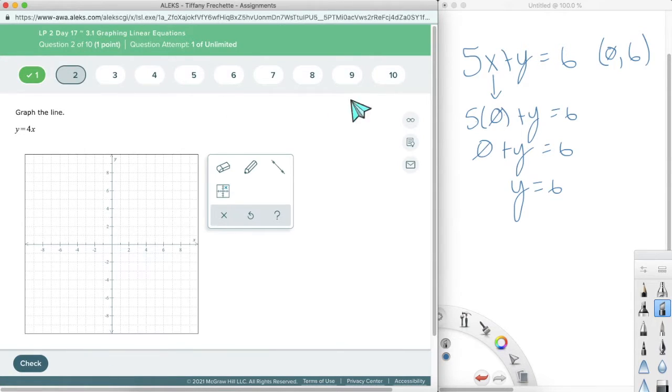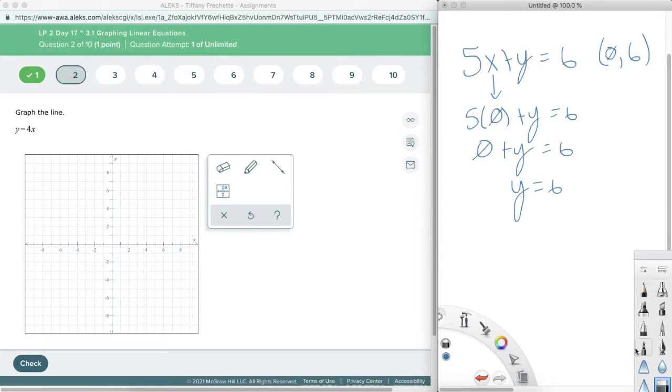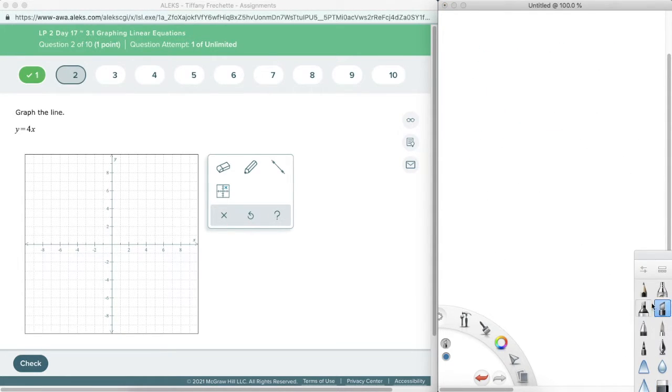All right, so for this one, I'll erase this stuff. So we're told to graph the line. So in this case, what we want to do is create an XY table. So X, Y, and then in the middle here, we have the expression that we need to work out.